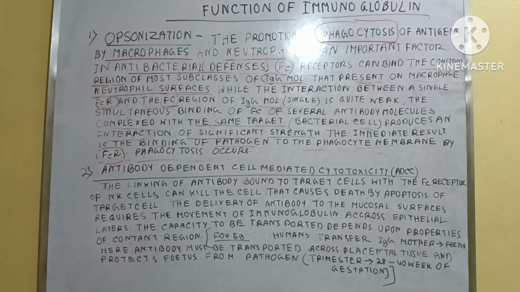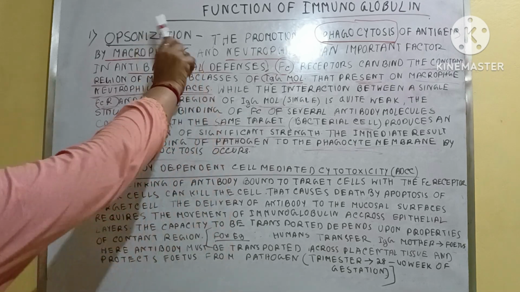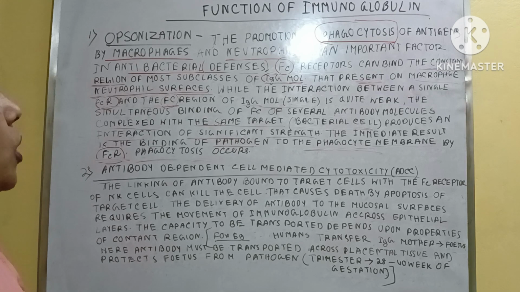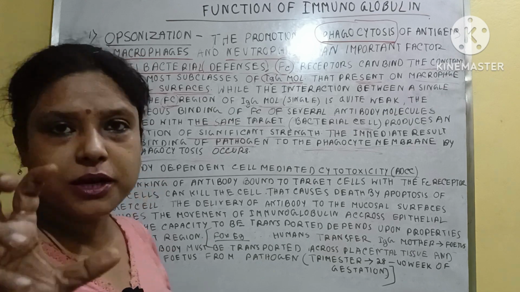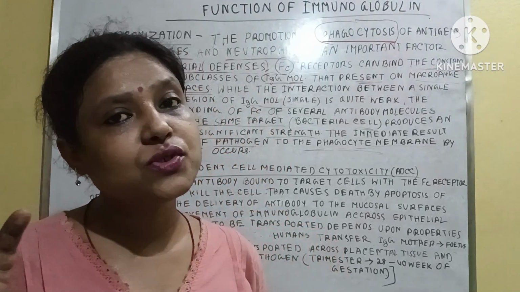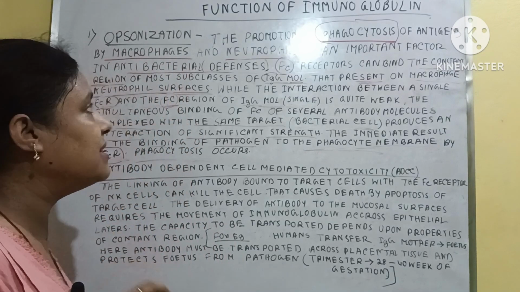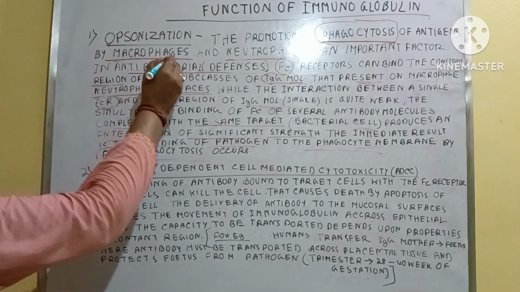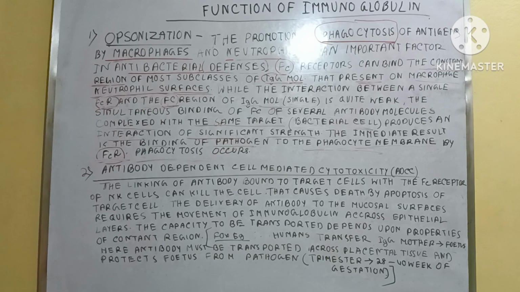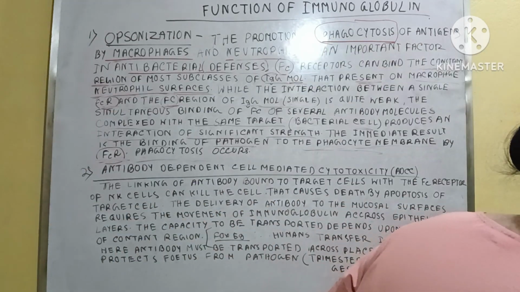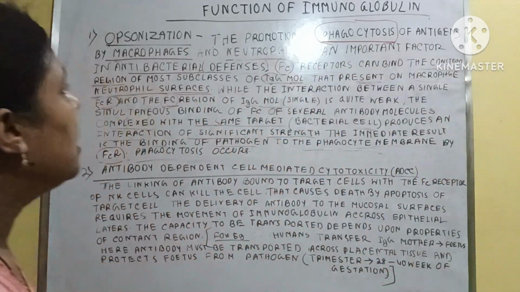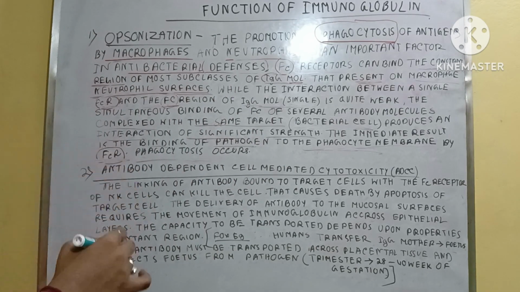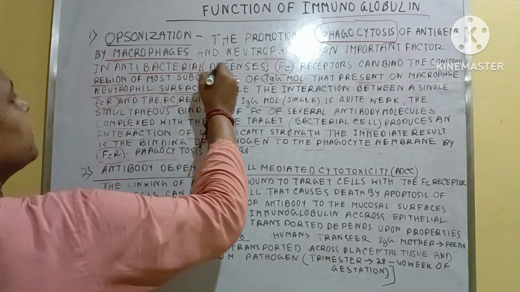So first is opsonization. What is opsonization? Opsonization is the recognition of foreign particles and the phagocytosis of those foreign particles. This is done by the process of opsonization. This phagocytosis is done by the macrophages and the neutrophils. And by this way it can maintain the defense system.